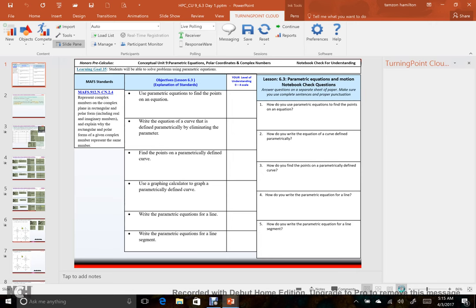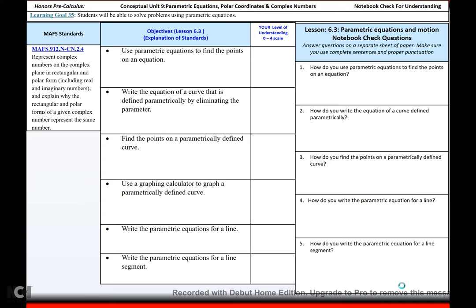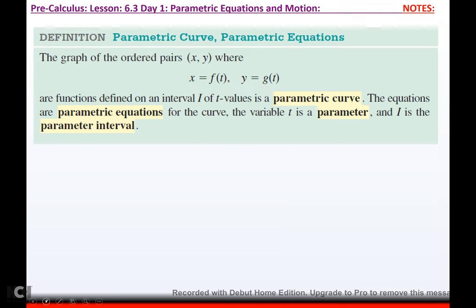So today we are going to start talking about parametric equations in motion. All right, parametric curves and parametric equations. It says the graph of the ordered pairs x, y, where you get your x coordinate from this function and you get your y coordinate from this function. Basically what this says is you can get your horizontal position.